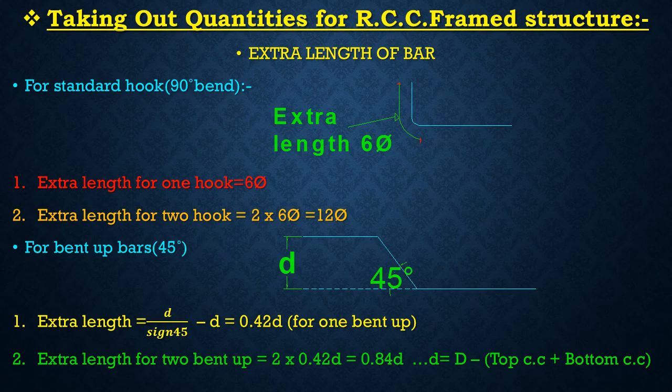In the above formula all values are known except d, so we need to find out the value of d. So d is equal to capital D minus top cc plus bottom cc. Here d is the depth of the bent bar, and capital D is the depth of a beam or slab.